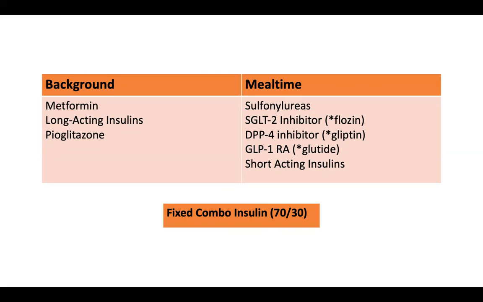Some medications are designed as combinations. They provide both the background and mealtime coverage. Insulin 70/30 is a perfect example of this. It is important to remember as the diabetes advances, background medicines may not be enough, and that's when we have to start thinking about adding the mealtime coverage.